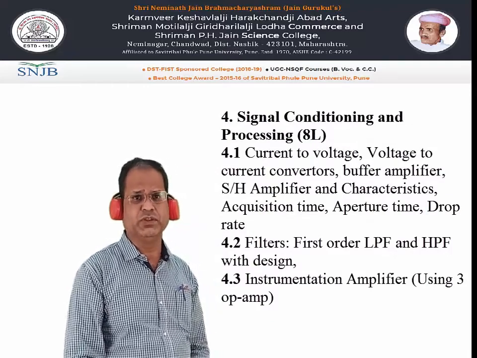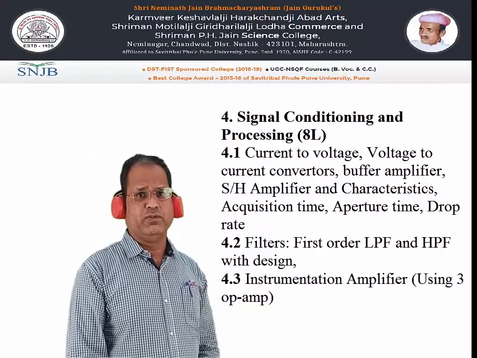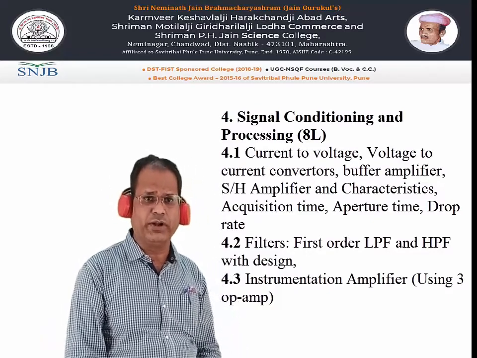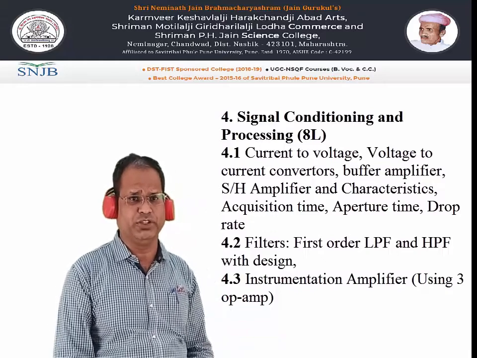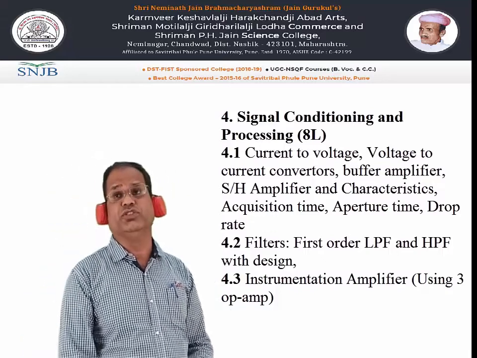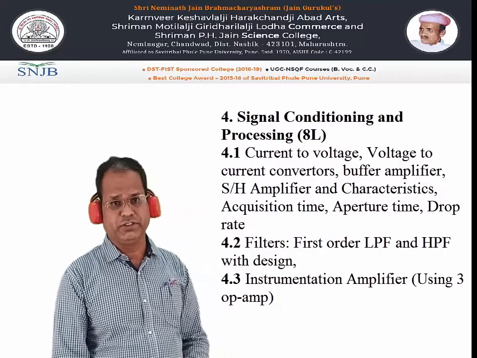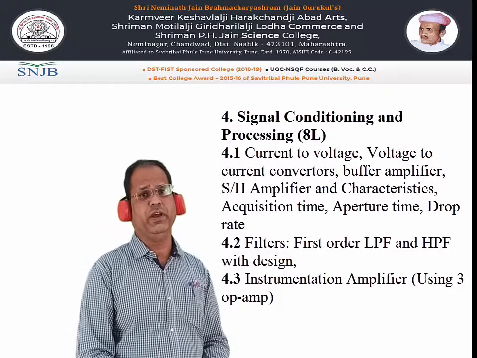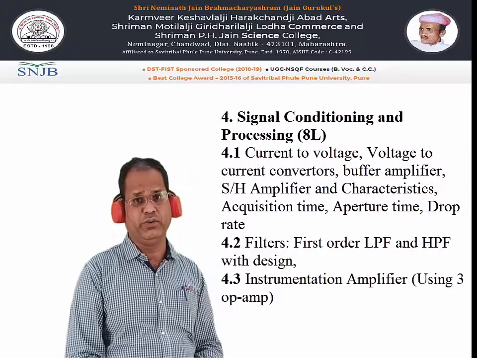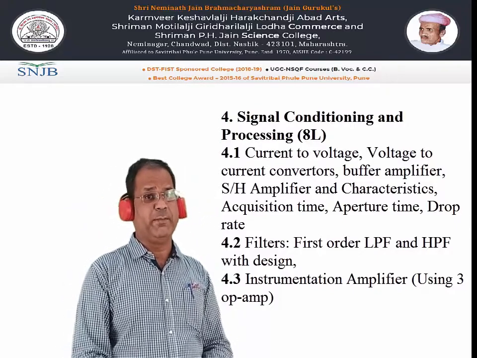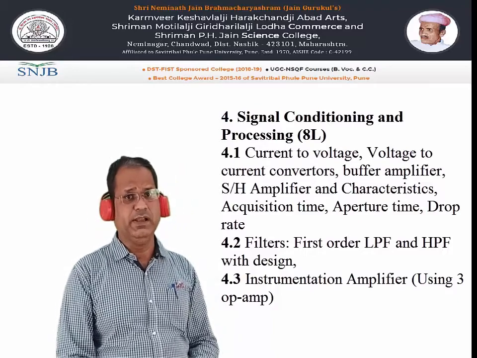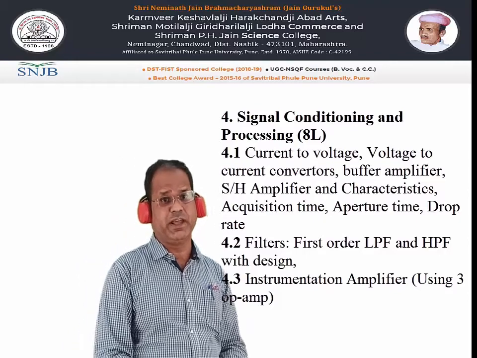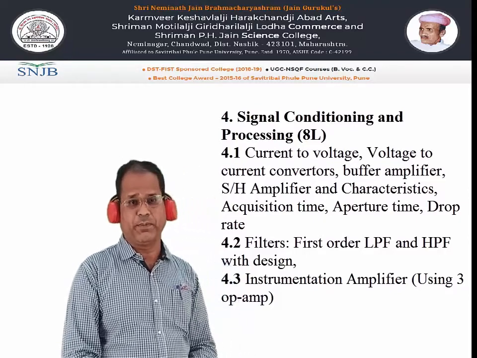The next topic of our syllabus, the fourth, is signal conditioning and processing. Total 8 lectures are allotted for it. In signal conditioning we have to see current to voltage conversion, how current can be converted into voltage, and also the opposite way, how voltage can be converted into current. Then there are buffer amplifiers, then sample and hold amplifier and its characteristics. Then there are acquisition time, aperture time and droop rate.